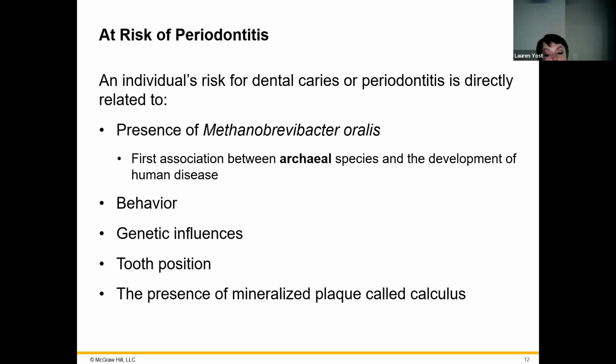And then the presence of mineralized plaque called calculus, that hardened plaque, is harder to remove even from brushing and flossing. And so the presence of that can lead to tooth decay as well. And all of this stuff applies whether you are a human or an animal. And so one thing that I remind everybody, if you have dogs, you are supposed to brush their teeth every day.